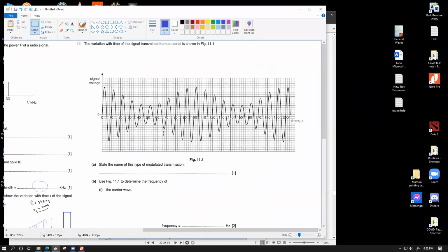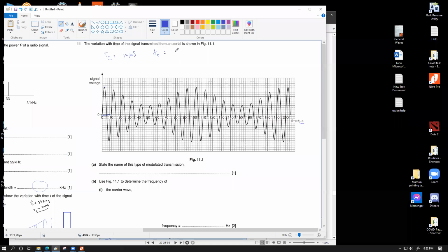Let's find out the time period. You can see it very well that this was the crest, and the one cycle of the carrier signal is this much long. That's basically 10 microsecond. So the time period for the carrier signal equals 10 microsecond. Convert that into frequency.